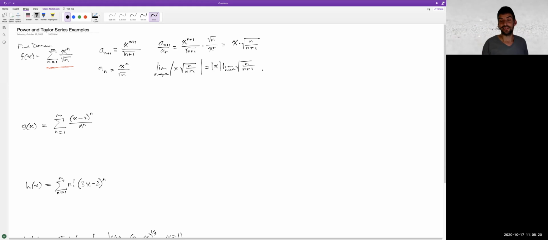This works out. This limit, I'm going to spare some details on. This limit is 1. I like to think intuitively: as n gets very, very large, that plus 1 doesn't do much, right? A billion over a billion and 1 is really close to 1. Taking the square root makes it even closer. So this limit turns out to be the absolute value of x.